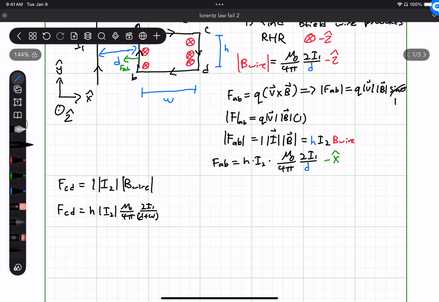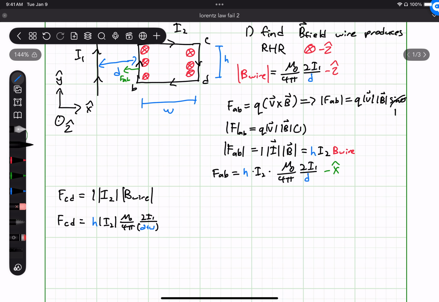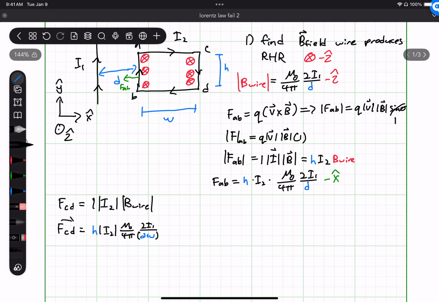Okay, so let me notate this a little better, and we have D plus W. Okay, now you're asking, well, we don't know what direction this is, and this is still a vector. We had a cross product earlier. We just ignored it for computation. So take a minute and try to think for yourself what direction this force would be in.